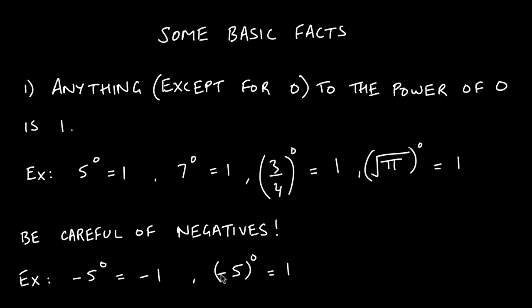By contrast here, the negative 5 in entirety as a package is getting raised to the 0th power. So that's why this whole thing, because it's being raised to the 0, gives us 1.